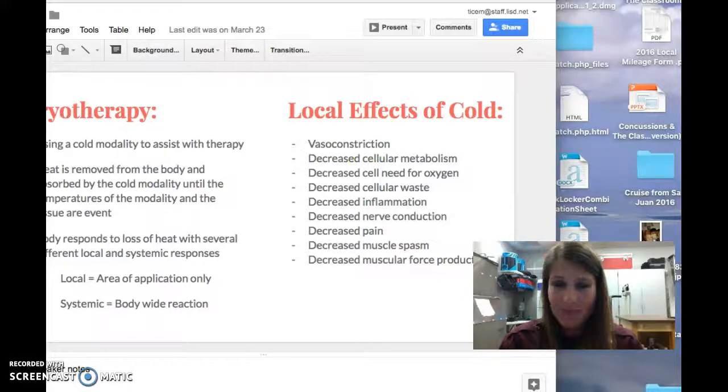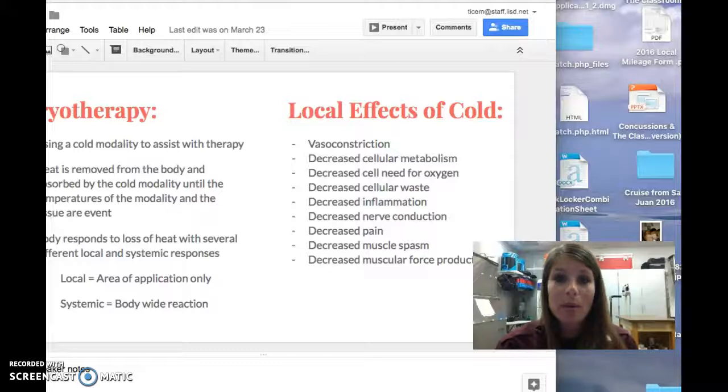Vasoconstriction. Vasoconstriction, those blood vessels are going to get smaller. They're going to contract to limit the amount of blood flow that we see. All right, our circulation decreases. We have the opposite effect going on in thermal. Decreased cellular metabolism, we have already talked about, okay, those cellular activities start to slow down. The decrease in the cell's need for oxygen.